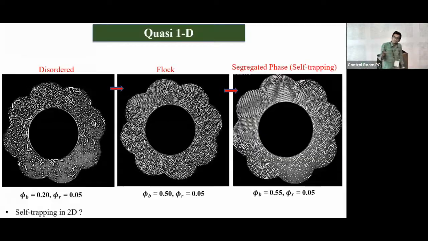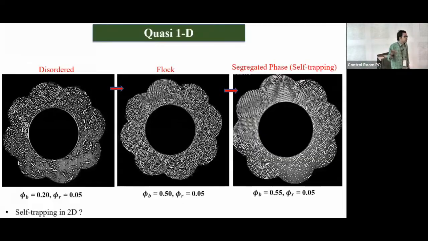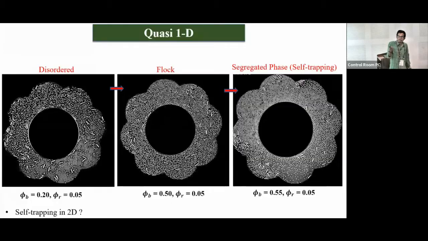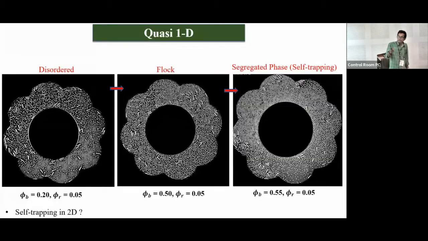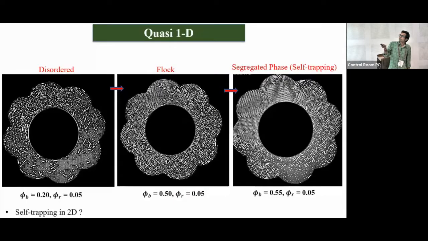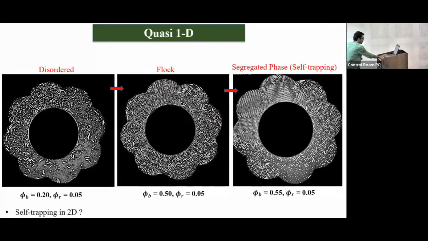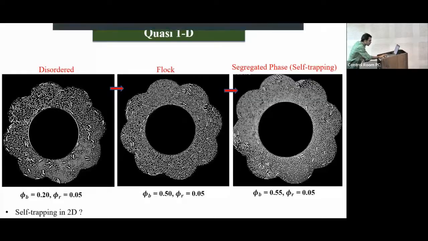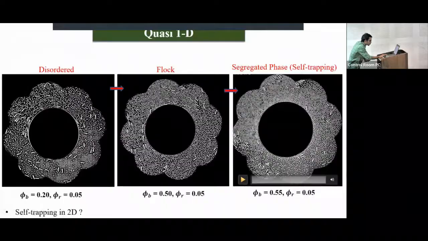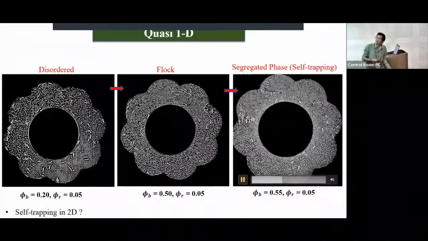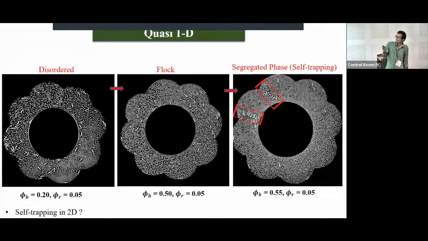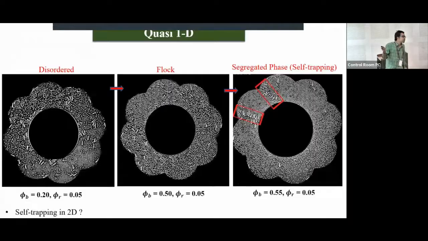In order to understand the effective one-dimensional behavior, we also carried out experiments in channel geometry, where even at phi r equal to 0.05, we saw a disordered phase, and then flock, then segregated phase, where there is a self-trapping.